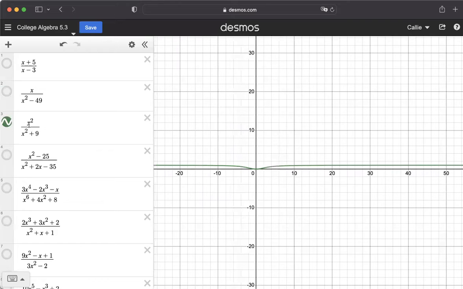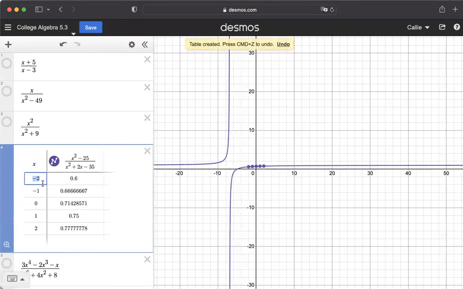Here, we said there are no vertical asymptotes. And then for our last one, we said that there is going to be a vertical asymptote at x equals negative 7. And I just want you to notice what happens at x equals a positive 5, right? Because we eliminated x minus 5 as a factor from the top and the bottom.